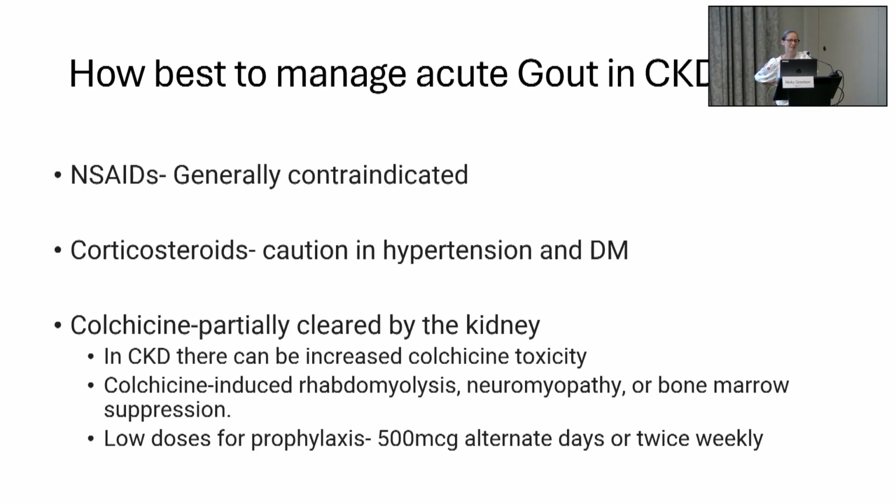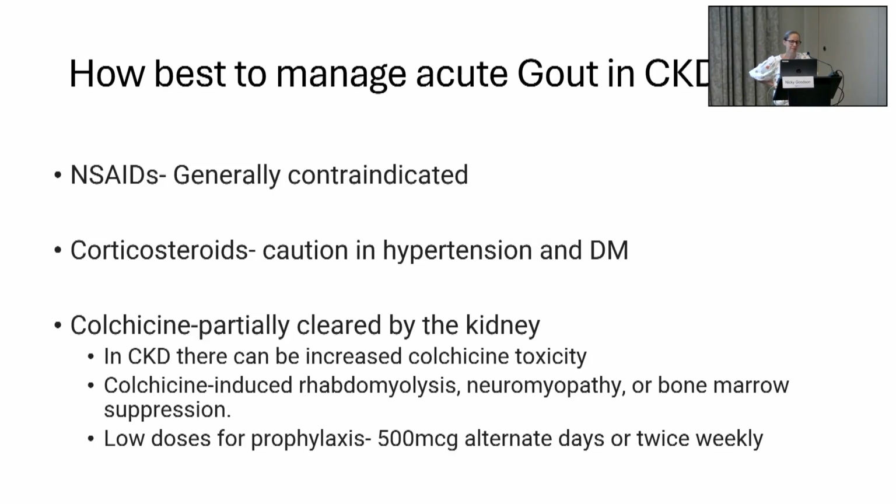So how do we best manage acute gout and chronic kidney disease? Everybody's getting chronic kidney disease as we age. So NSAIDs are contraindicated. Corticosteroids are probably relatively safe, but there's obviously a caution in hypertension and diabetes. And colchicine, can we use colchicine in chronic kidney disease? So there's a lot of evidence that colchicine at the standard dose of 500 micrograms daily can be associated with colchicine toxicity, and this is a scary rhabdomyolysis, which I don't think I've ever seen, neuromyopathy, or bone marrow suppression.